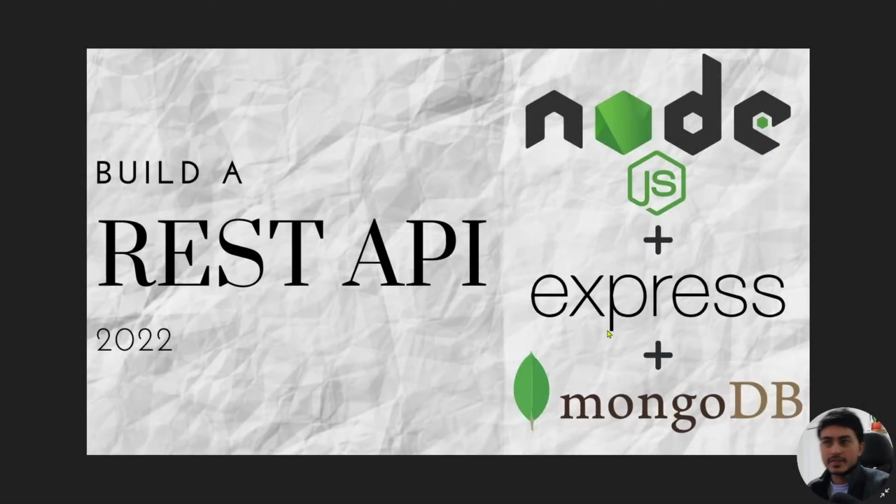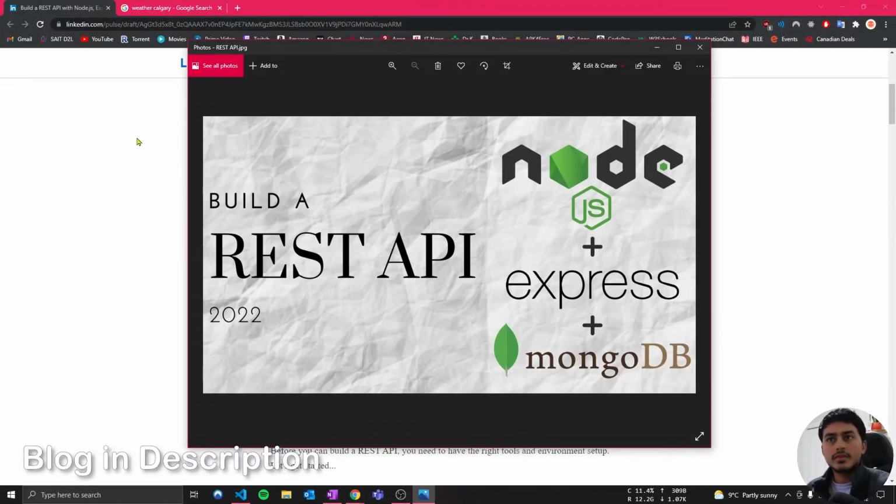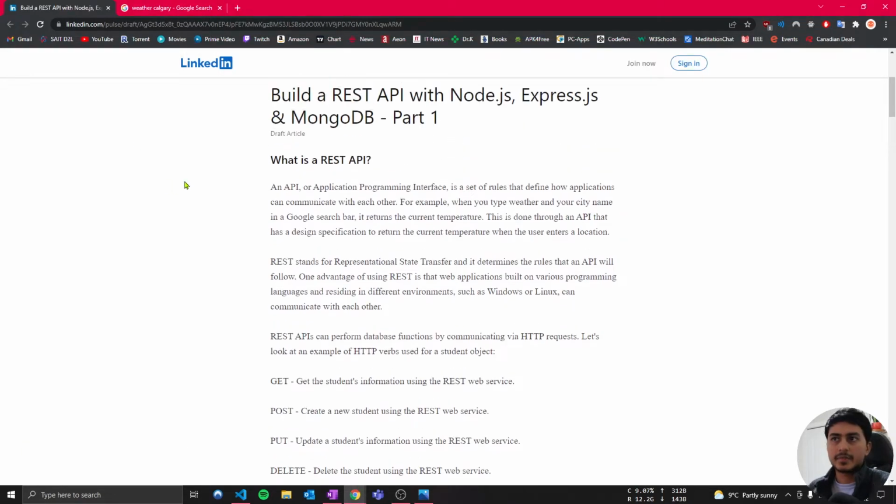Hey everyone, this is the first video in a two-part series where we're going to build a REST API, and we're going to use Node.js, Express, and MongoDB. The concepts used in this video are not too complex. If you're unfamiliar with these languages, it's okay, because if you have some knowledge of JavaScript, you can easily build a REST API. So what is a REST API?